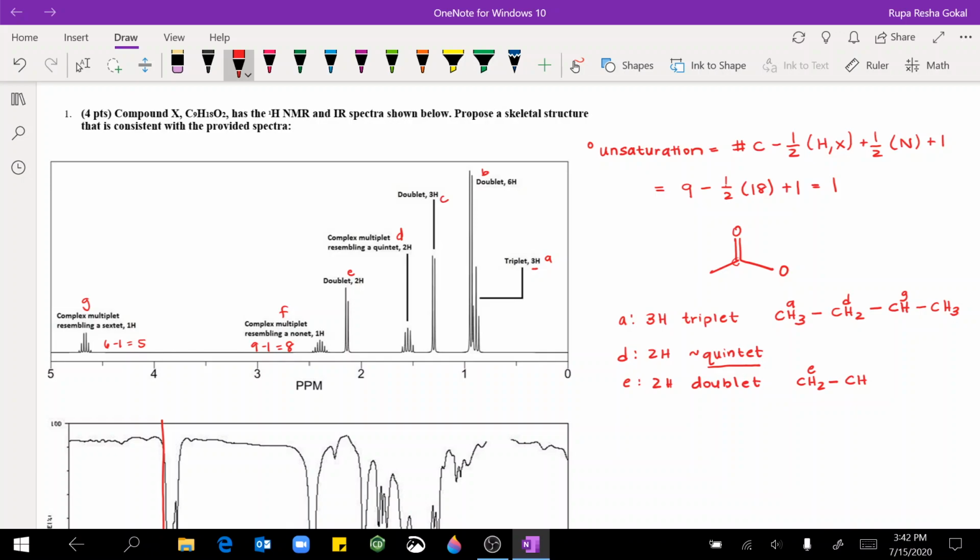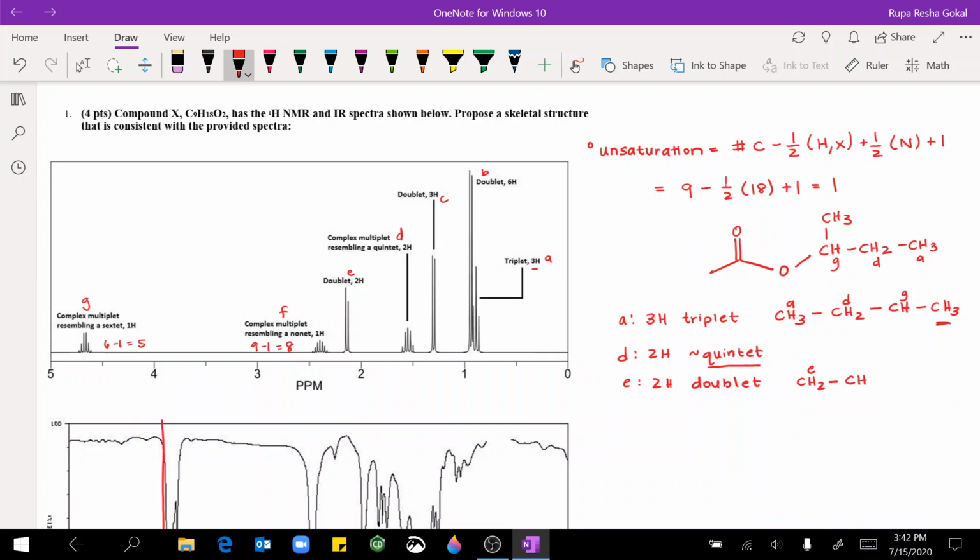Since G is the most shifted signal, I should know that G is the set of hydrogens that is closest to the most perturbing group or atom here, and that is an oxygen. So I know now that G is attached here. It's got a CH3. There's G. I've got a CH2. There's D. And I've got a CH3, and that's A.